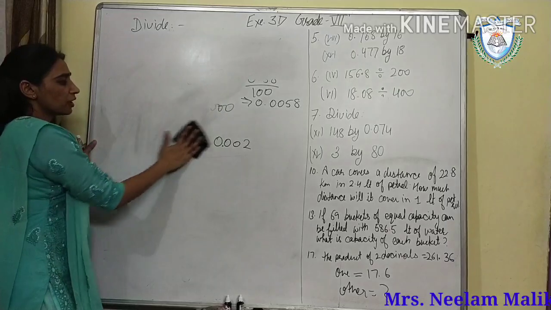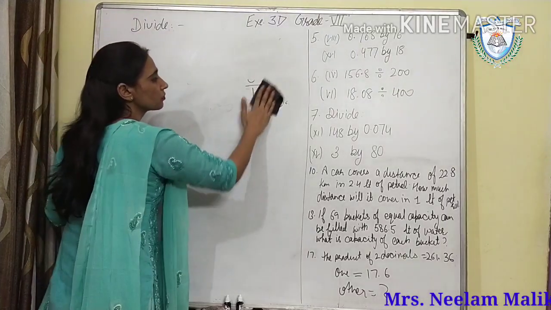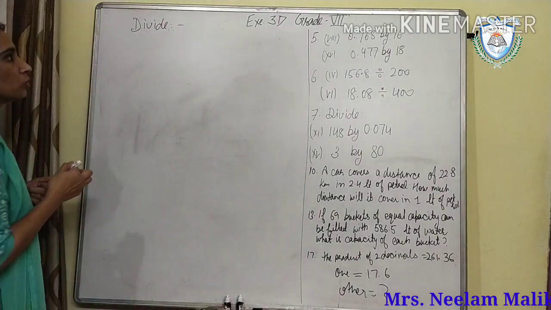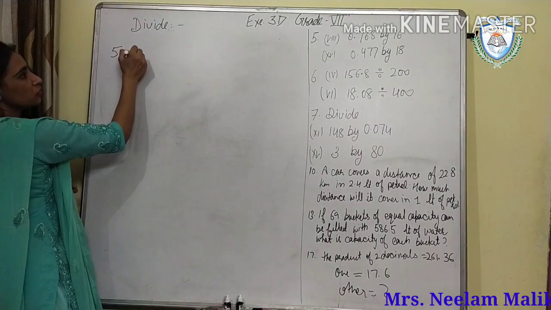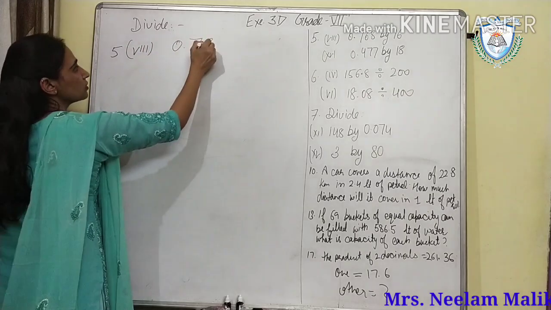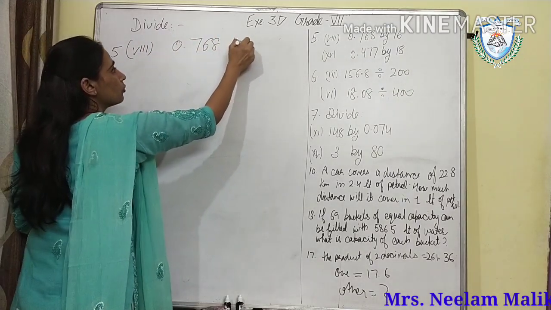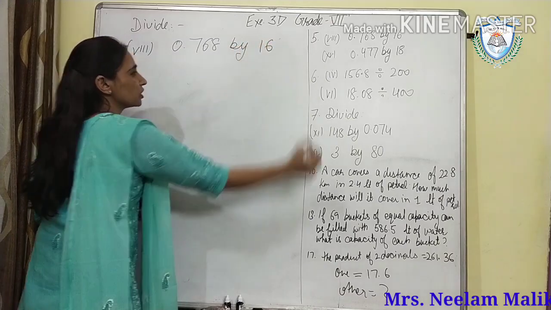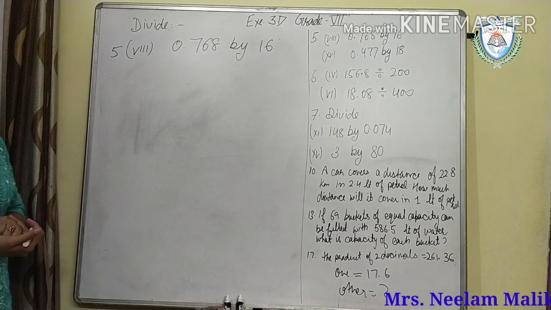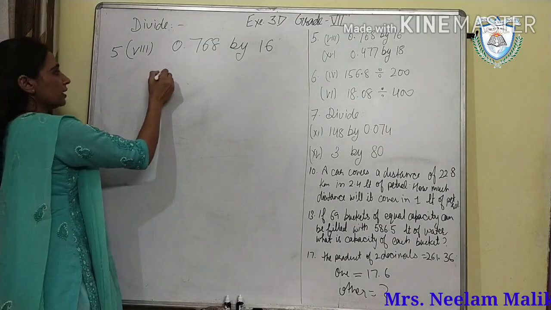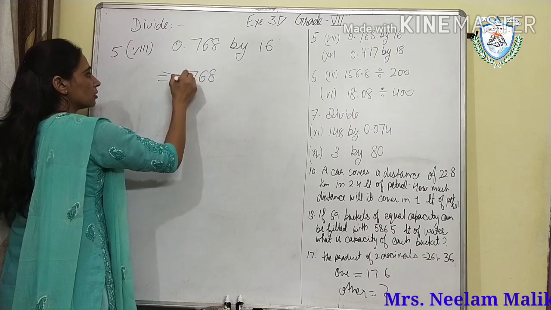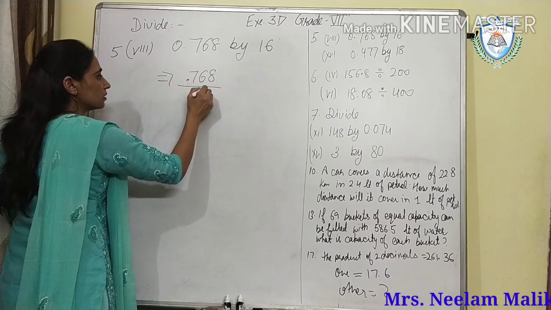In question number 5, what do we have to do here? We have to divide decimal numbers. So question number 5, this is your 8th part, in which we have to divide 0.768 by 16. So how will you do the division here? First you will write like this: 7, 6, 8, the point is here, and here is 16.